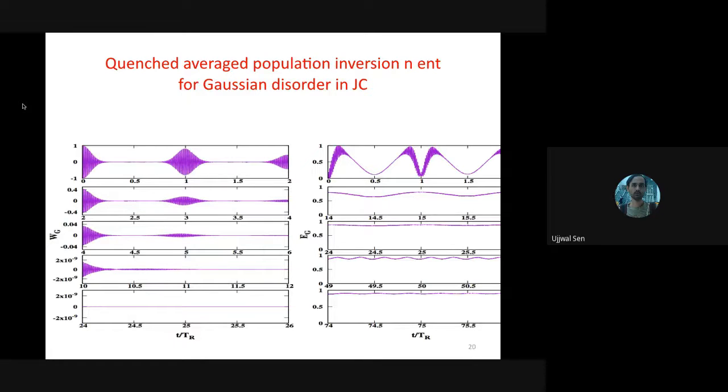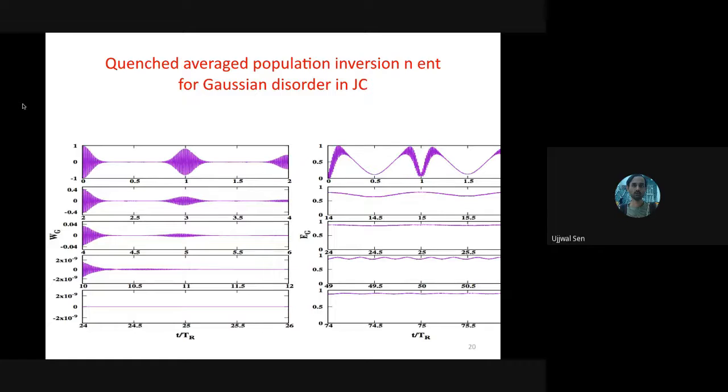But now look at what happens to the entanglement. If you go to larger and larger times, let's say at the same point, 24, on the left-hand side, the value of the quenched averaged population inversion is around 0. But at the same point, 24, if you look at the third panel on the right-hand side, you see that the entanglement is close to 1.